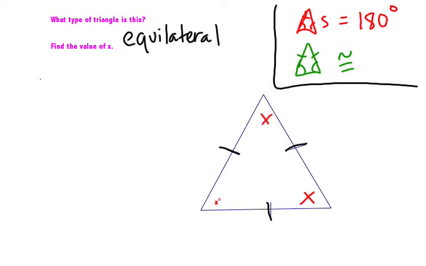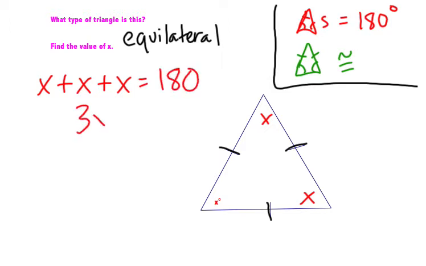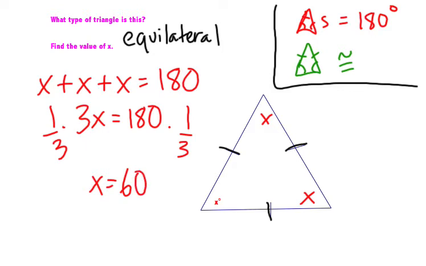Well, if all three are the same, x plus x plus x has to equal 180, because it's a triangle, that means all three x's equal 180. And if I divide 180 by 3, I get that x is 60. Now, x will have to be 60 for every equilateral triangle ever. Otherwise, it's not an equilateral triangle. It's the only way for it to add up to 180 and for all three to be the same, okay?